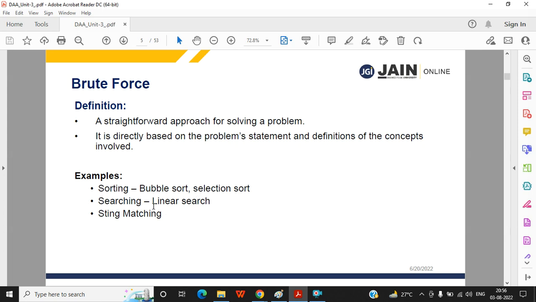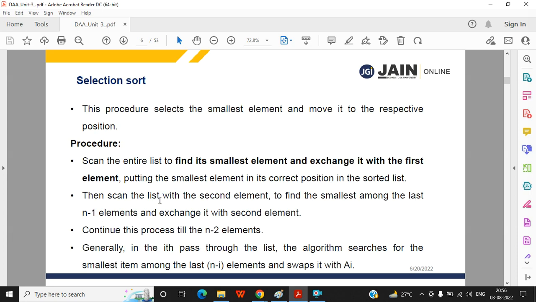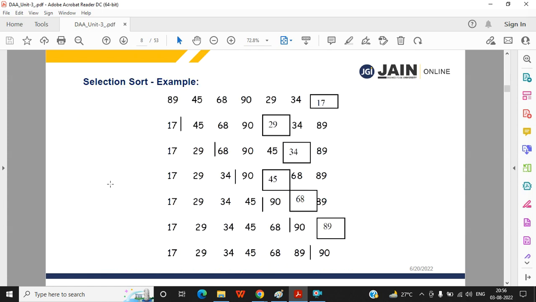These are some algorithms where the brute force technique can be applied. So selection sort is one problem where the brute force technique can be applied. They are taking this stream to apply selection sort.